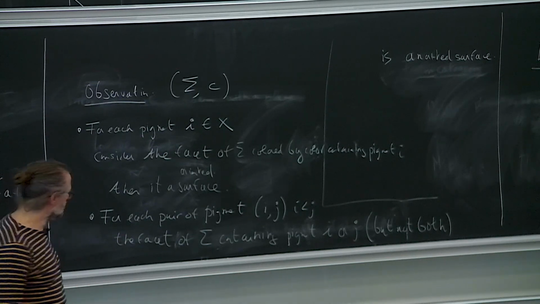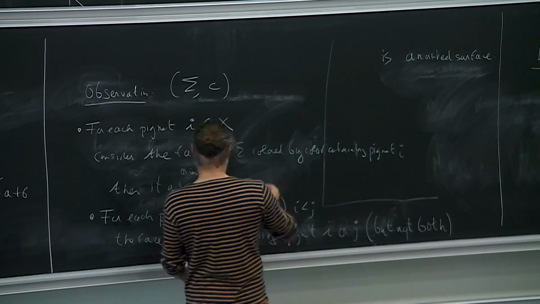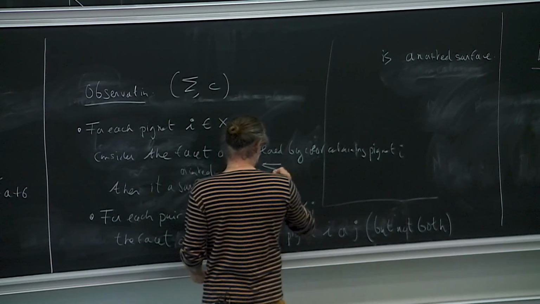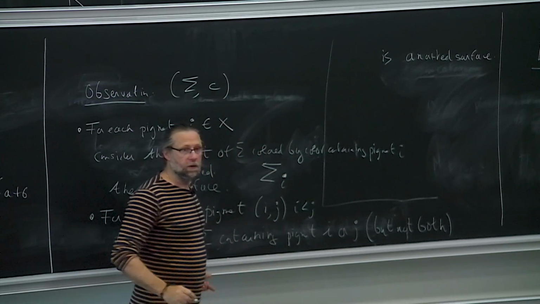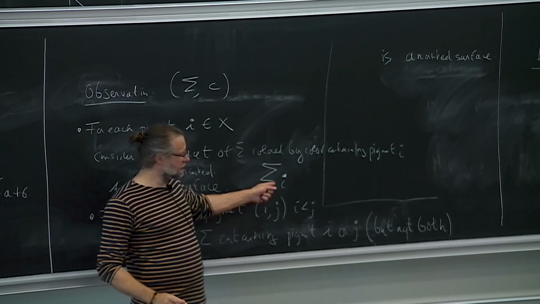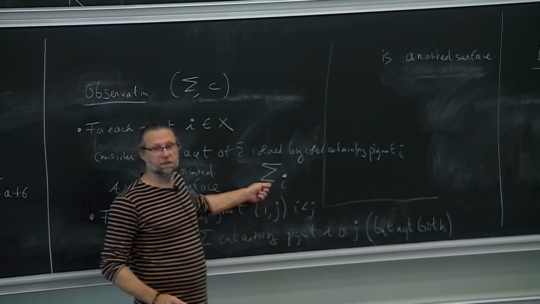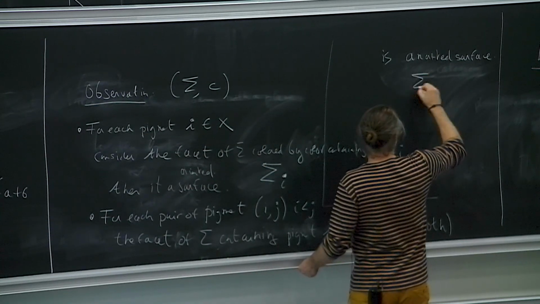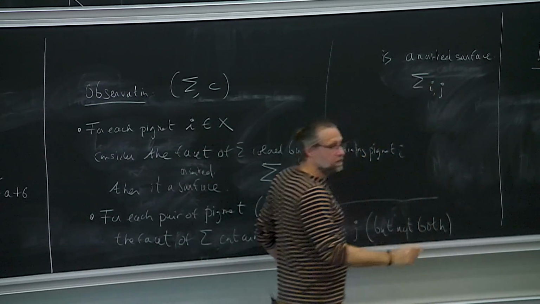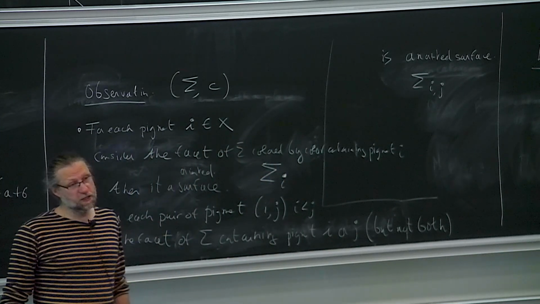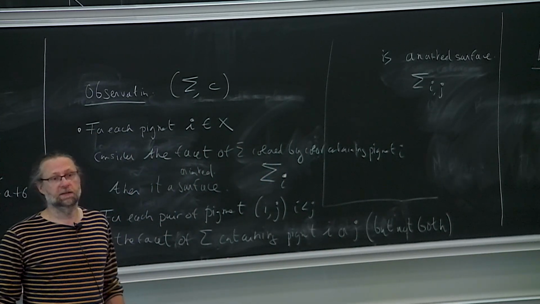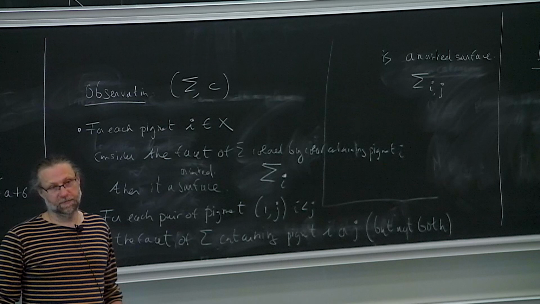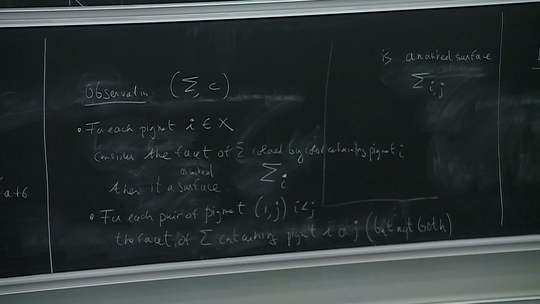And let me give names. So this surface is called sigma i. Let me mention that sigma i is a surface. It may be disconnected. There's no reason for it to be connected. And this is a surface I will denote sigma ij. If you want another definition of sigma ij, this is the symmetric difference of sigma i and sigma j. Yes?